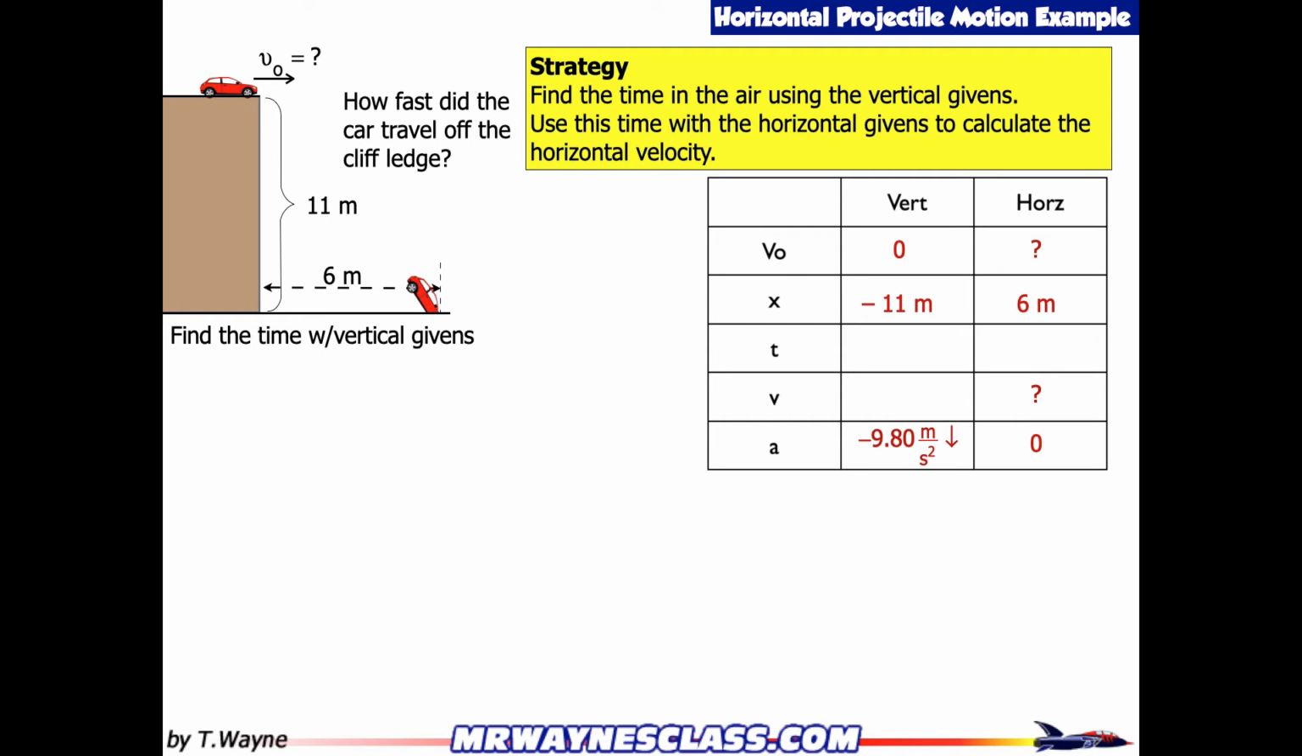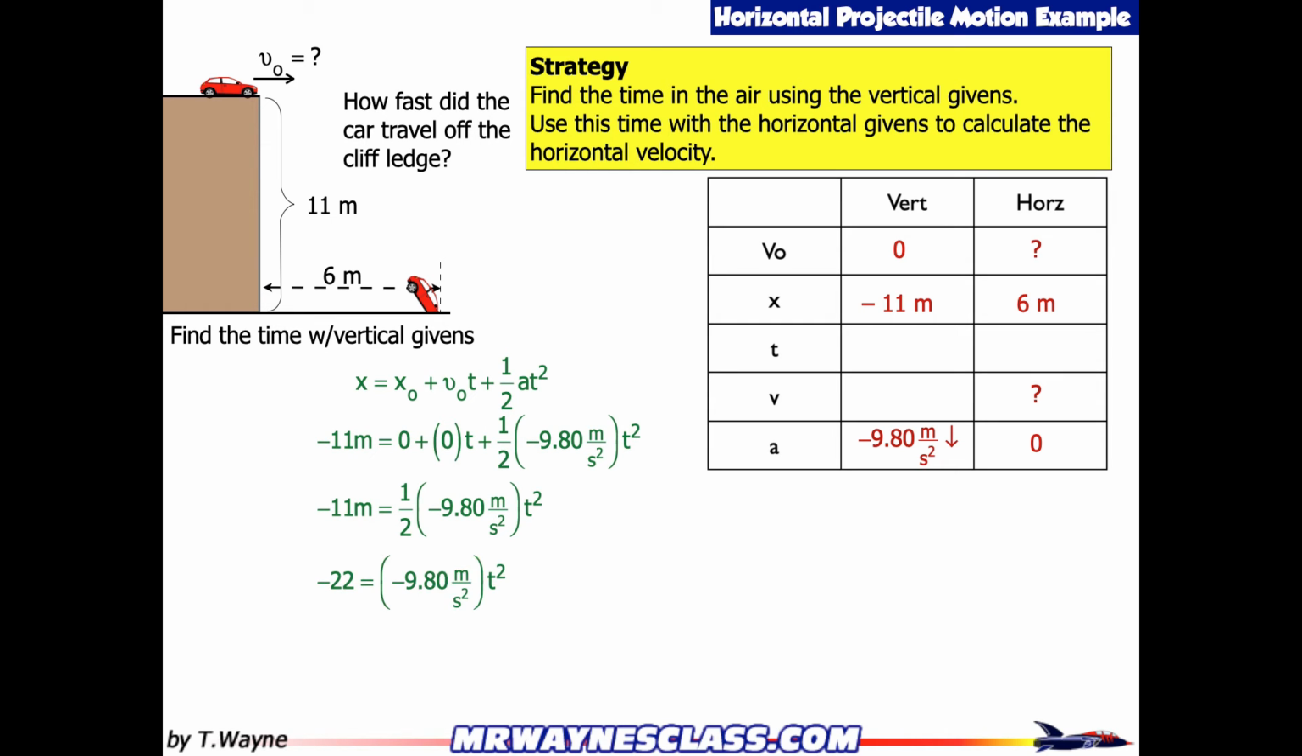So I'll find the time with the vertical givens. I'm going to use my longest kinematics equation, the x equals x naught plus v naught t plus 1/2 a t squared equation. Put in my values. I can do a little bit of math here until I finally get down to the point where t is equal to 1.498298355 seconds. So a lot of decimals there, but that's okay.